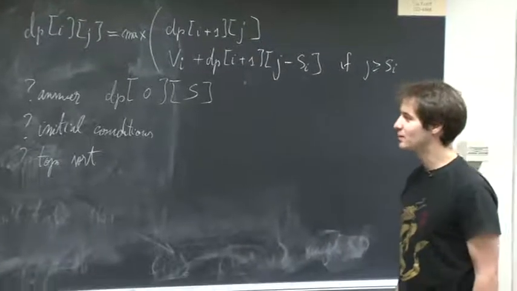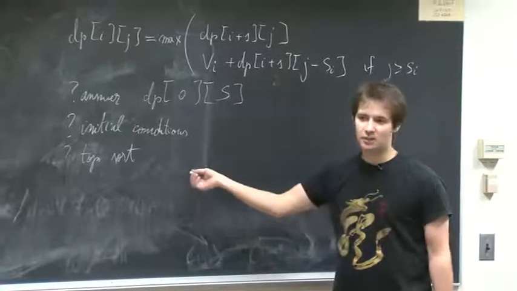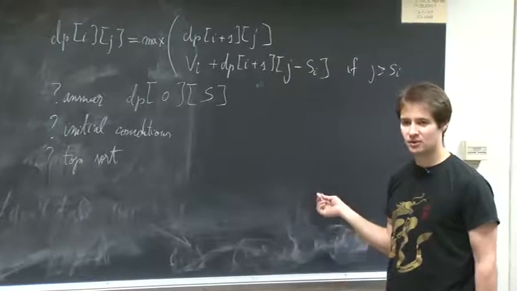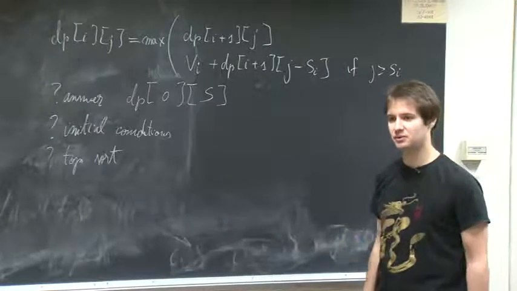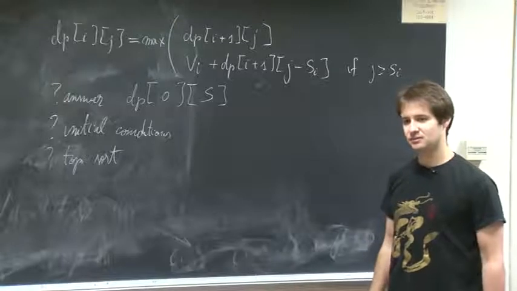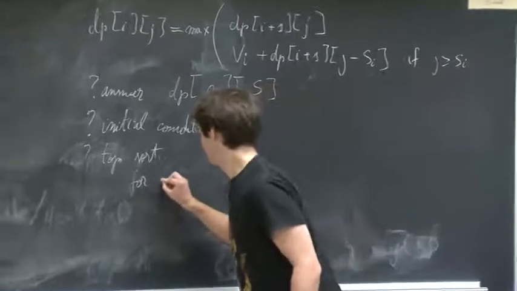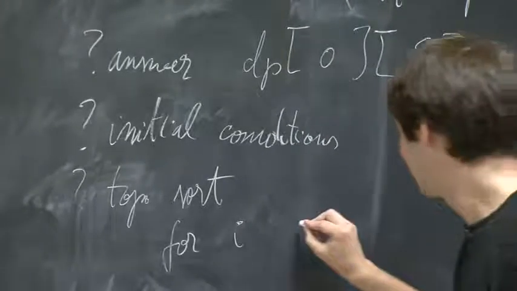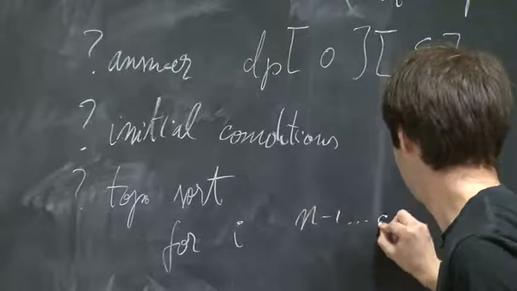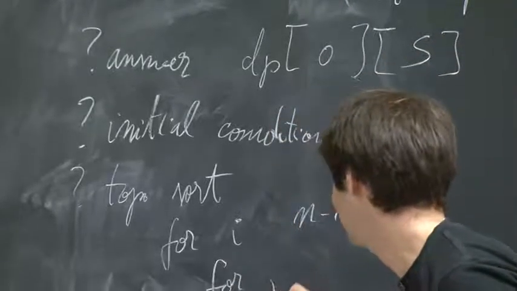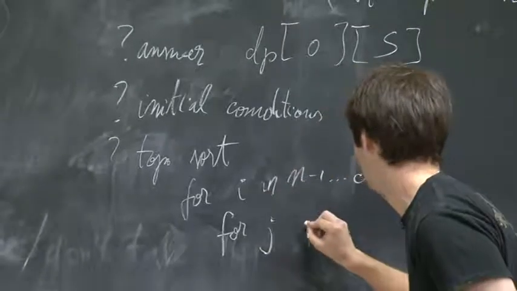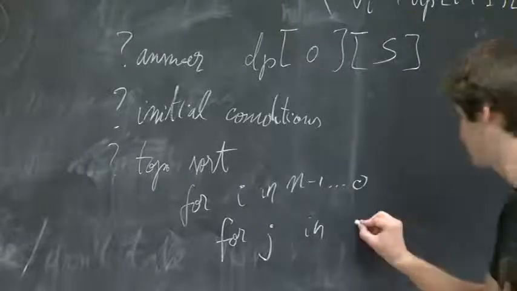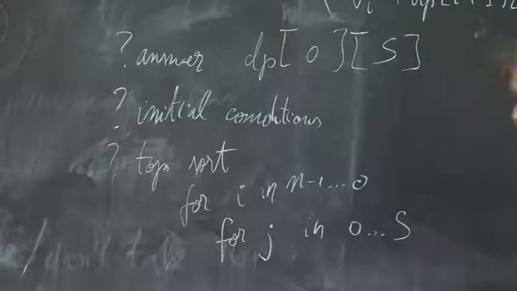Okay, so what's a good topological sort? This should be pretty easy. If I want to generate a topological sort, what variables do I iterate over and in what order? You're pointing at n, right? And down to 0, minus 1. Okay. And then the only one left is j. So j goes from where to where? 0 to s? It can go either direction.